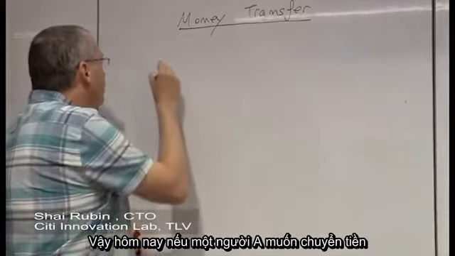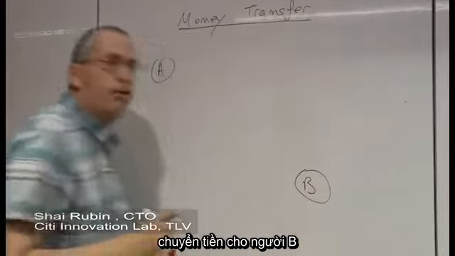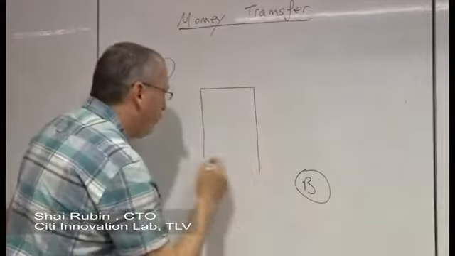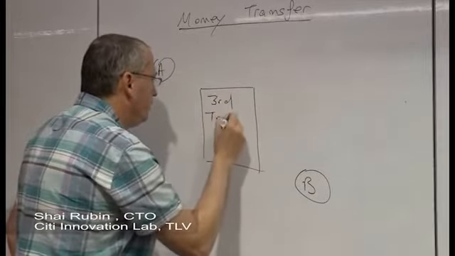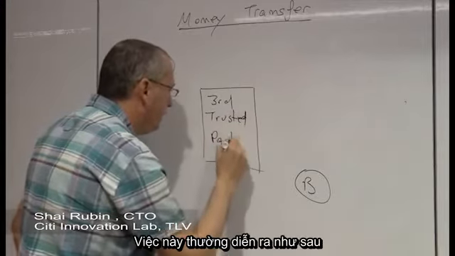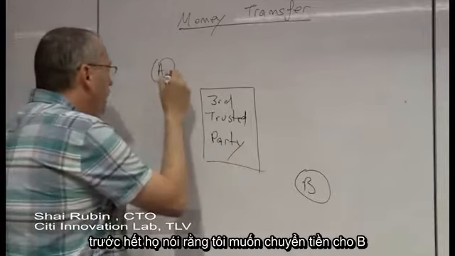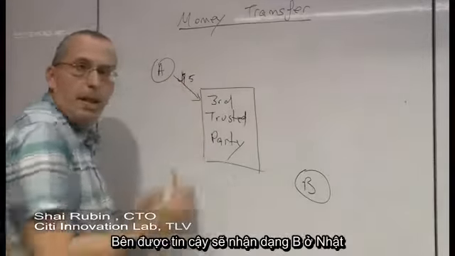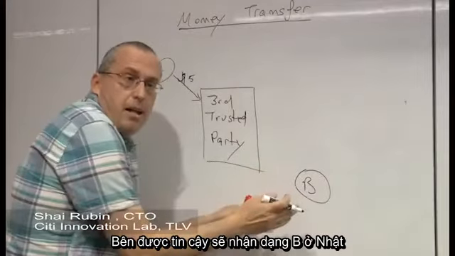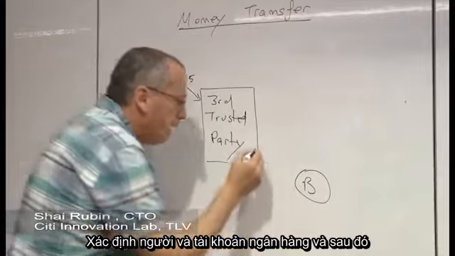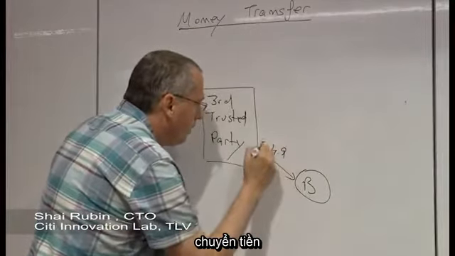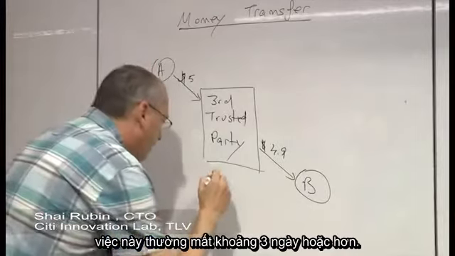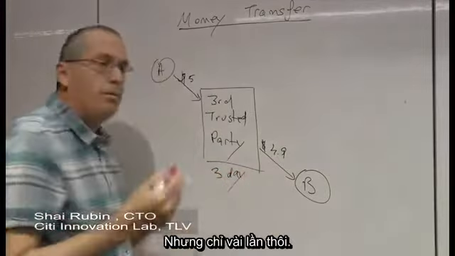So today, if a person A wants to move money or transfer money to a person B, let's say from Israel to Japan, this is typically done using a third trusted party. And it typically works as follows. First of all, A says, I want to transfer to B, and orders a third party to transfer money to B. The trusted party, because it is trusted, identifies B in Japan, identifies the person and the bank account, and then moves the money, after taking some fee, to the right account in Japan. This typically takes about 3 days or more, but it takes some time.